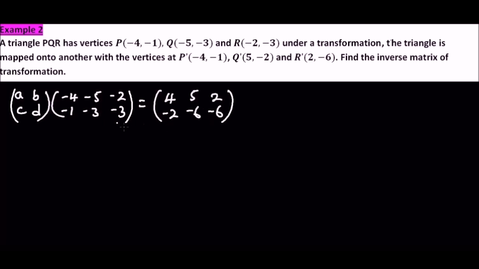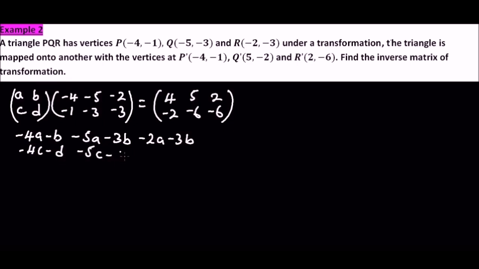So when you multiply this, you'll be able to get minus 4a minus b. Then we have minus 5a minus 3b. Then we have minus 2a minus 3b. We come to the second row. This will give you minus 4c minus d. Then this is minus 5c minus 3d.